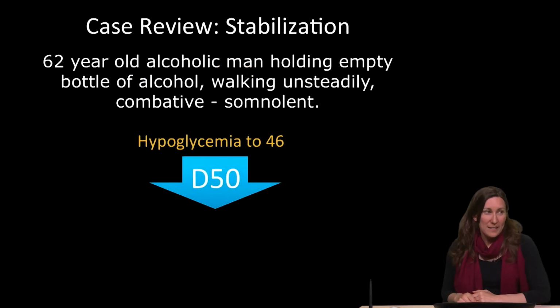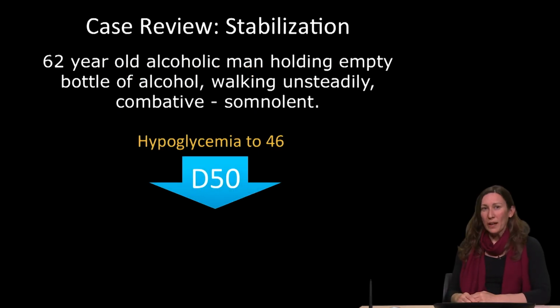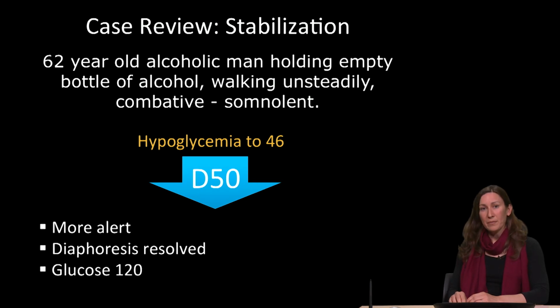So let's review our case. We have stabilized this patient to some degree. We have a 62-year-old alcoholic man who was holding an empty bottle of alcohol, walking unsteadily, and then he's been alternating between being combative and somnolent. On our initial assessment, we found that he had hypoglycemia to 46, so we immediately administered D50. And he actually becomes more alert, his diaphoresis resolves, and his glucose on a subsequent check has gone up to 120.